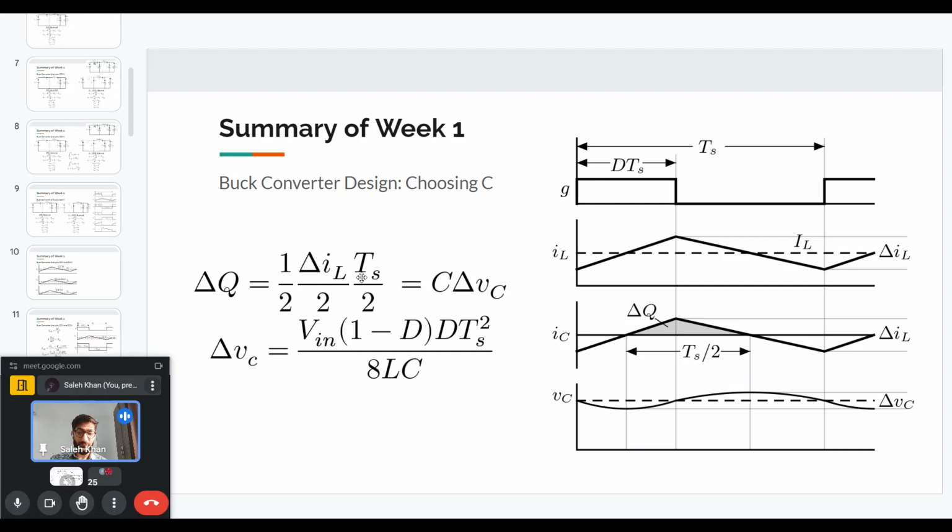And if we substitute the value of delta IL from the inductor equation in the previous slide, then we will get the equation for the voltage ripple across the capacitor in terms of the input voltage, the duty, the switching frequency, and the L and C values. So in this way, we can find out the capacitance that is required to satisfy a minimum voltage ripple condition. So this is basically a summary of the buck converter analysis and the design of choosing the L and C components.